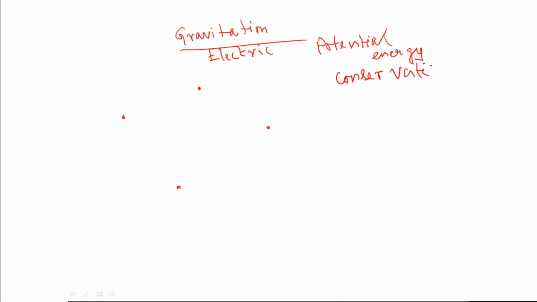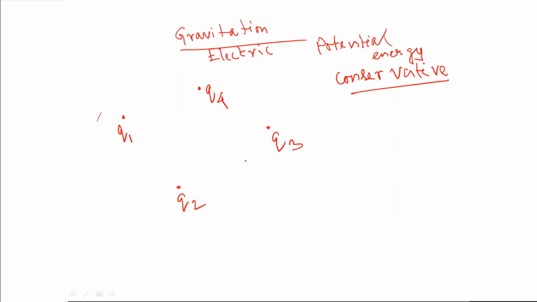Conservative in nature, what does it mean? It means that when you do work against an electric field or gravitational field, that work done will be stored as potential energy. Suppose I have a system of charges like q1, q2, q3, and this is q4. I have 4 charges and I have created a system of 4 charges.